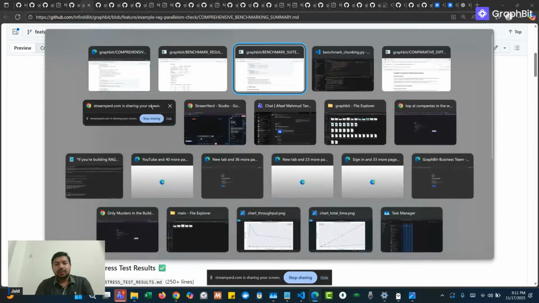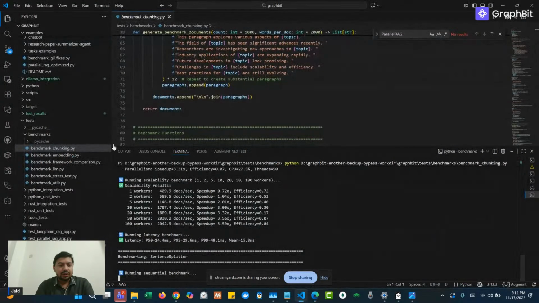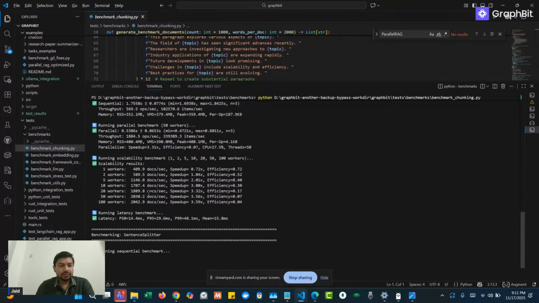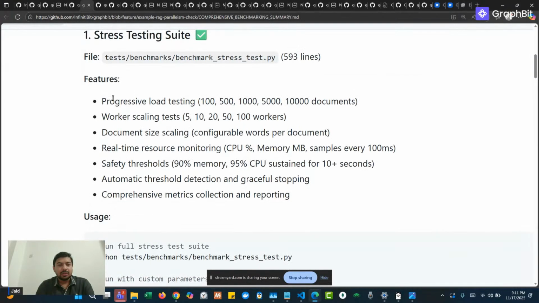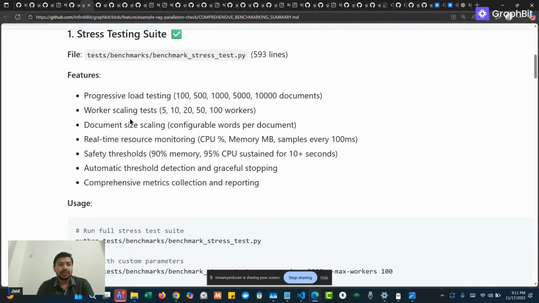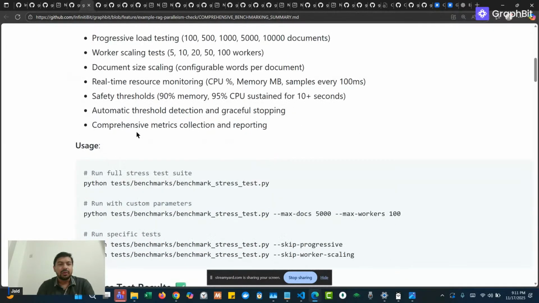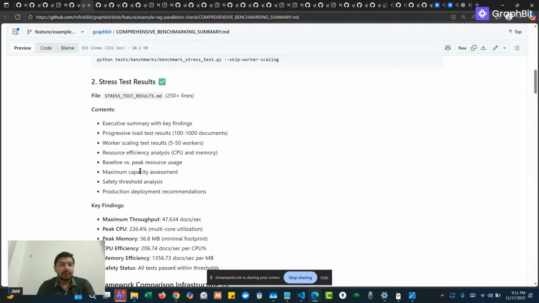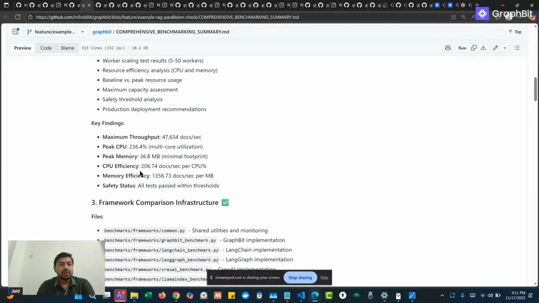As you can see, the process is currently ongoing. The features are progressive load testing, worker scaling tests, document size scaling, and real-time resource monitoring. At the end of the benchmarking suite, in the stress test, we are also calculating the maximum throughput, peak CPU, peak memory, and also the average CPU utilization per iteration.